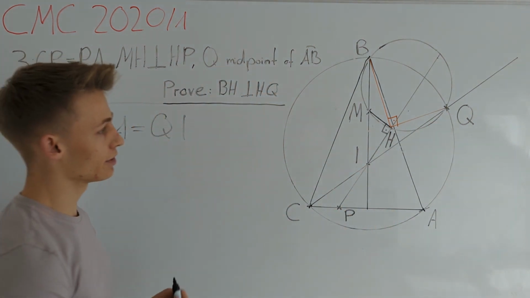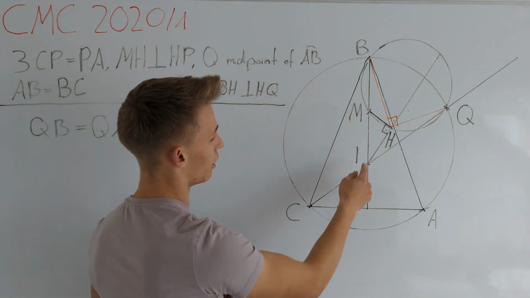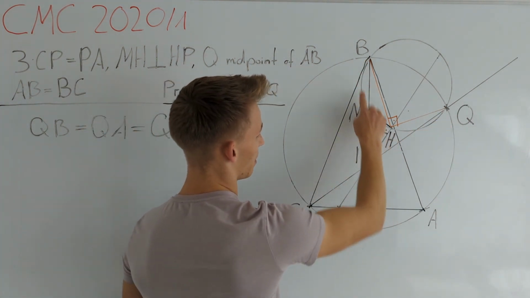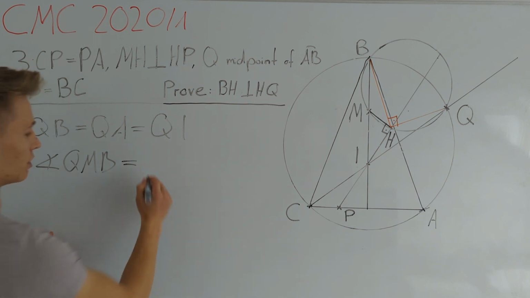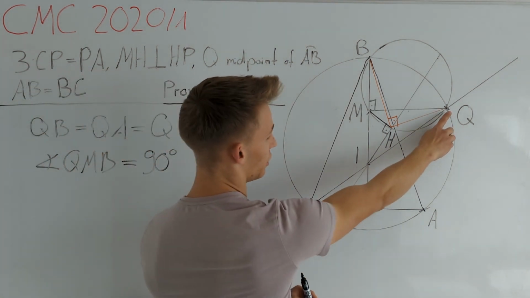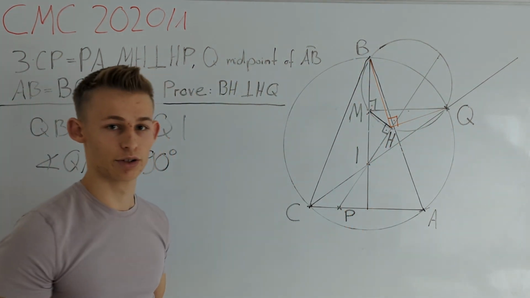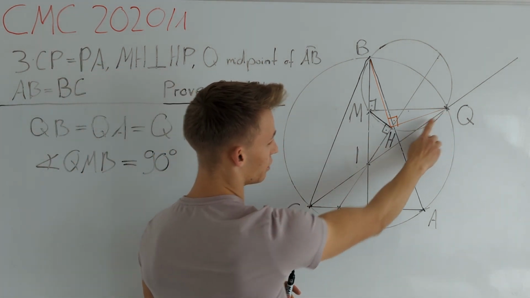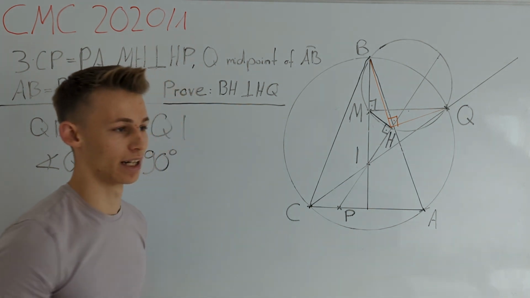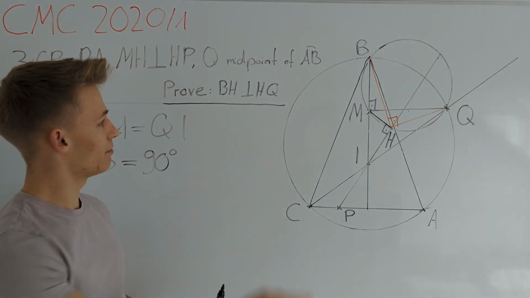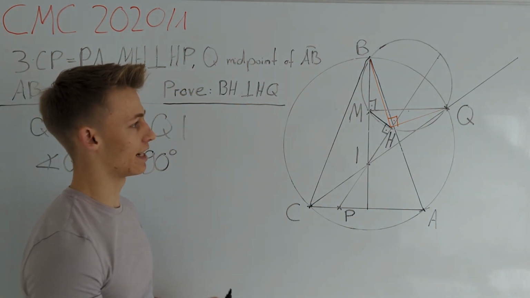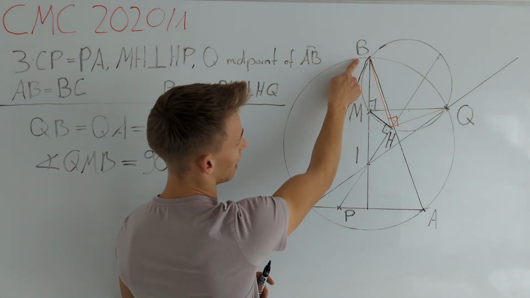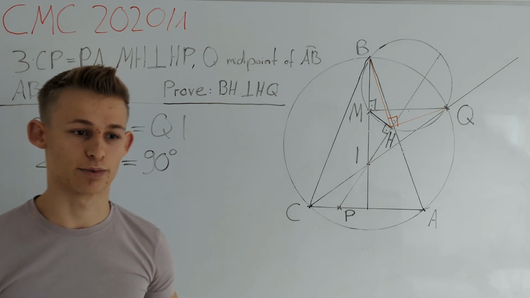Therefore, since M is the midpoint of the line BI, the angle QMB is equal to 90 degrees. Now we have the angle QMB equal to 90 degrees. And since we want to prove that also the angle QHB is equal to 90 degrees, our statement becomes equivalent to the statement that the points Q, H, M, and B lie on a circle. This is the first nice observation.